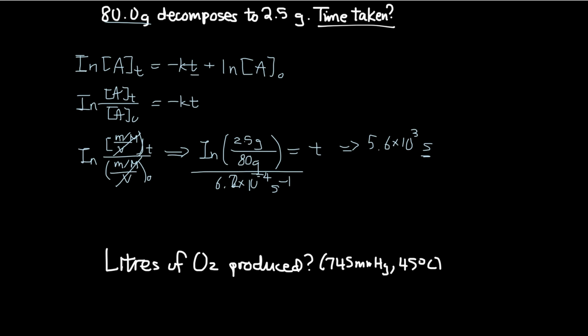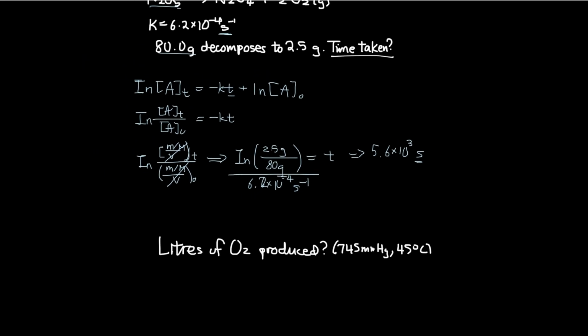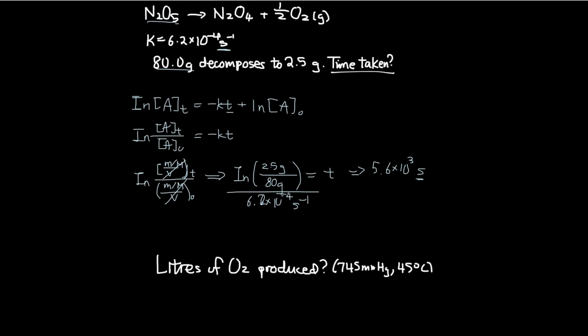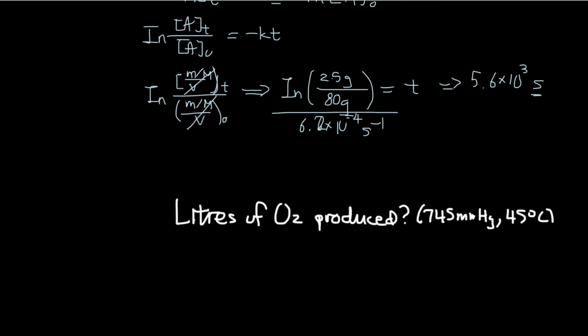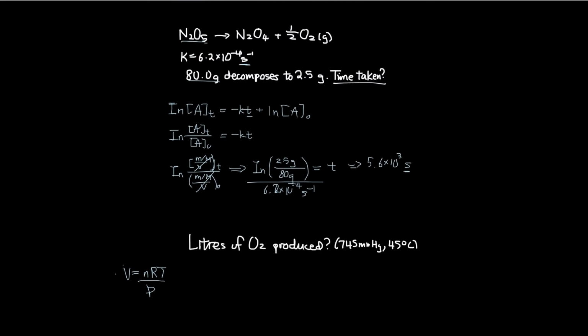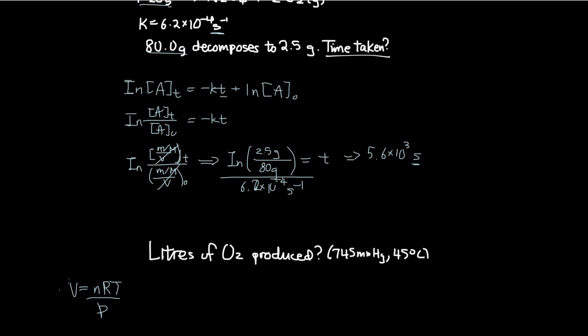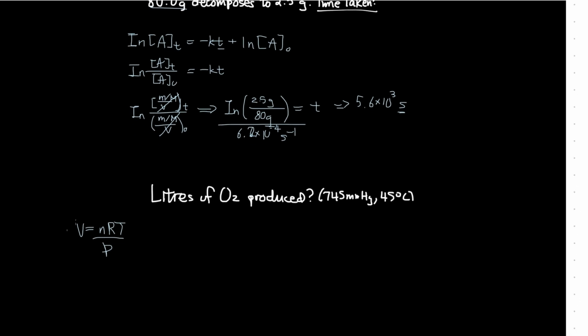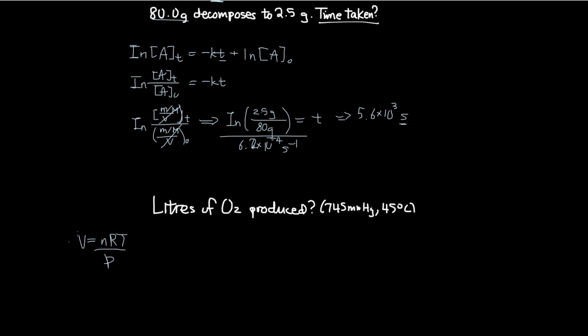But the second problem, part 2, is how many liters of O2 are produced? Given that this is a gas, we'll use the ideal gas law, PV equals nRT. But in order to find the liters, we'll need to find how many moles there are as well. So, how many moles? So what we need to do here is make this statement.